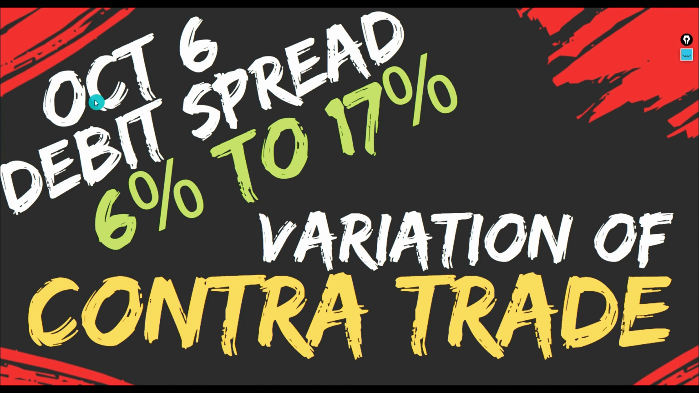So today let's discuss the October 6th expiry debit spread. Today I've locked in almost 6% minimum profit, and we have the potential of 17%. If required, by doing adjustments we can increase the maximum profit of 17% and also the minimum profit of 6%. So let's see how it goes.